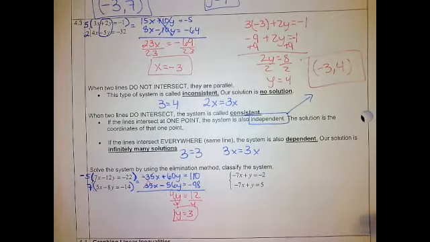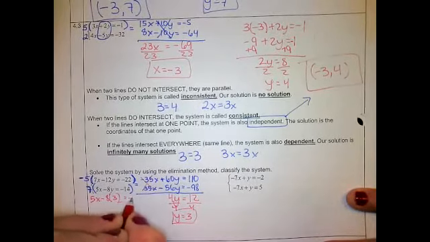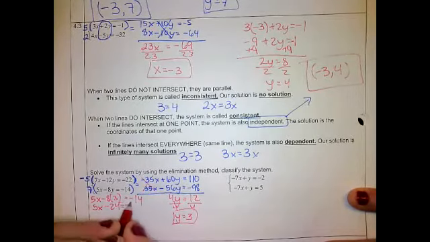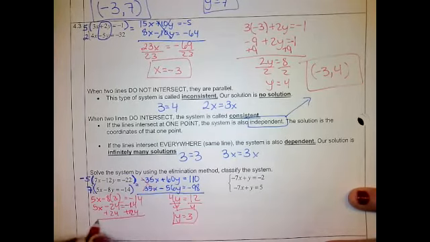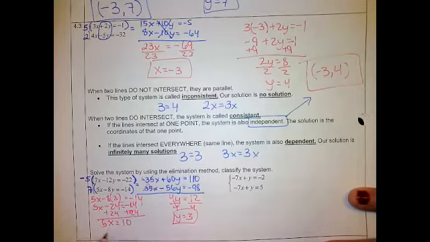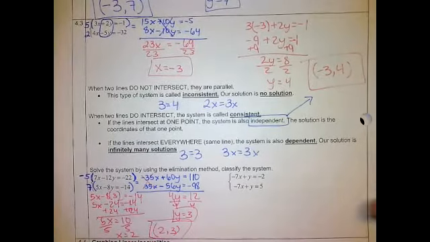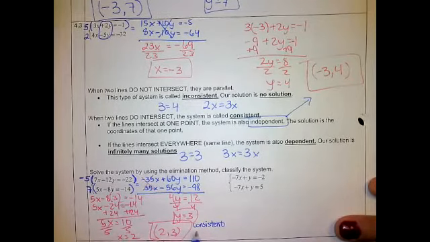Now I can plug that y back in to find my x value. So 5x minus 8 times 3 equals negative 14. So that's 5x minus 24 equals negative 14. Add 24 to both sides. And I get 5x equals 10. Divide by 5 and x equals 2. So my coordinate is 2, 3. Okay, so to classify this system, it's consistent because it does have a solution and it only has one solution, so it's independent.